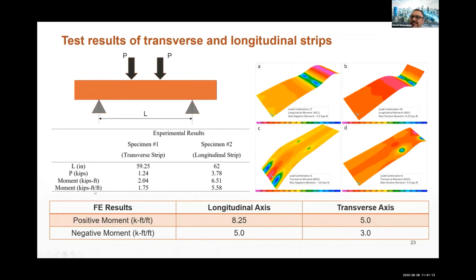So basically, for the moments based on the Gibbs feet per feet, it is showing 1.75 for specimen 1 and 5.58 for specimen 2. Based on the FE result, for the positive moment, the minimum capacity should be 8.25, and for the negative moment in the longitudinal axis it should be 5. And for transverse, 5 and 3. So these are based on the computer simulation.